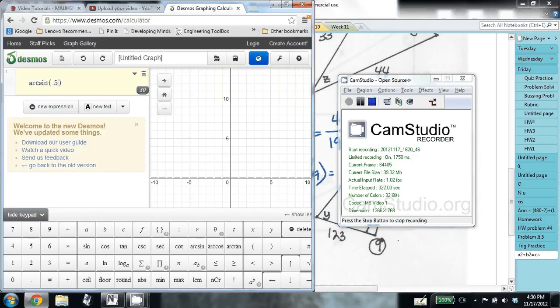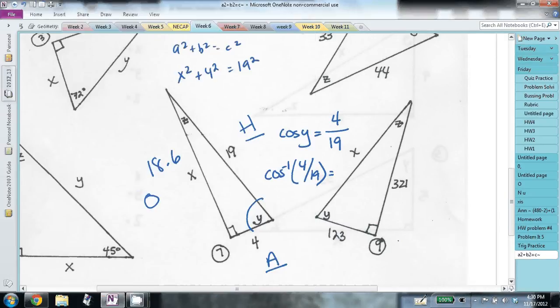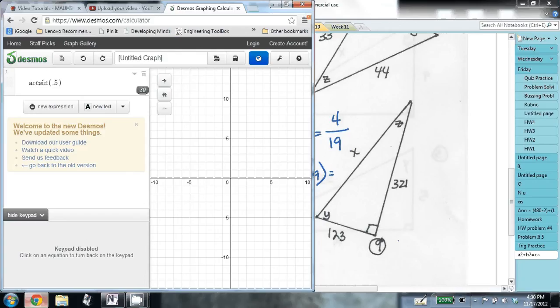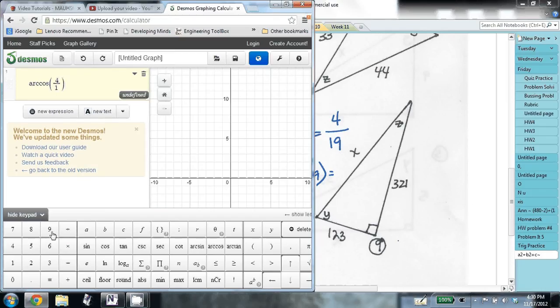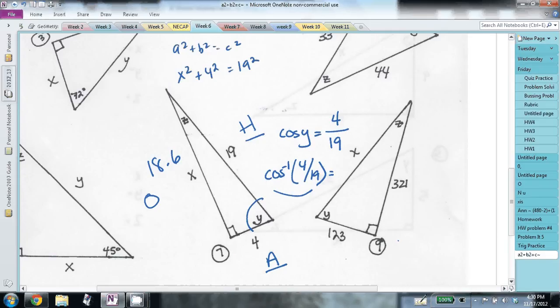In my problem before, I needed to figure out the inverse cosine of 4 divided by 19. So I'm going to type in the inverse cosine, which is arc cosine on this calculator, 4 divided by 19. You'll see right over here is where they give you your answer, not needing to press enter. So 77.8 degrees, or 78 degrees. Let's round to the nearest whole degree. So y is going to be 78 degrees.